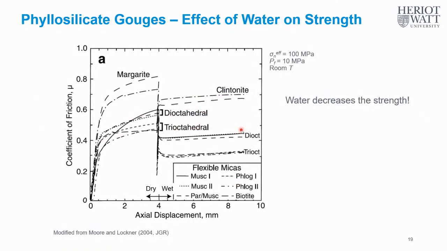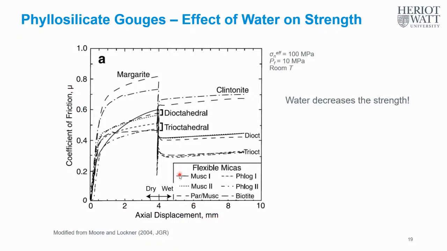If we look at room temperature data, so this is data from Moore and Lockner, this is for a variety of phyllosilicates, so micas are phyllosilicates. And it is the same type of diagram. It shows the coefficient of friction versus actual displacement.